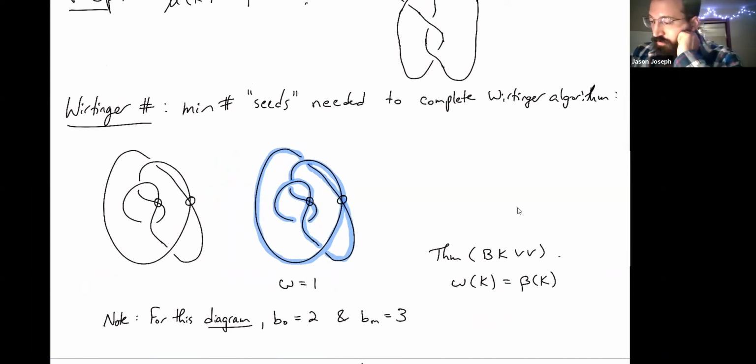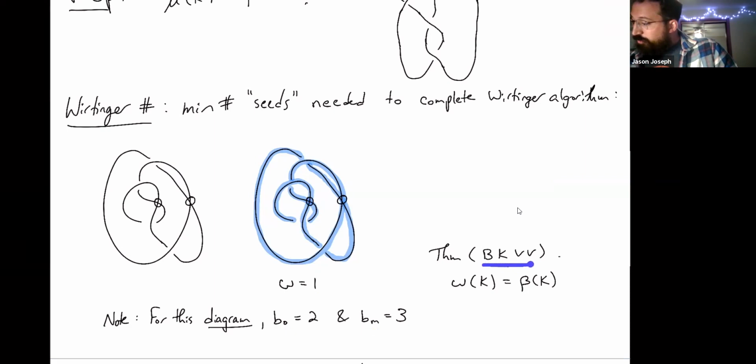Now, a couple of things in this diagram: B sub O is like the overpass number. There are 2 overpasses, and the number of maxima is 3. So these can all be different. And the Wirtinger number, you're supposed to think of as sort of the most efficient, or combinatorially practical, from this example.